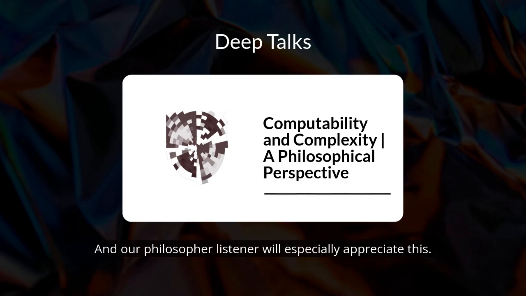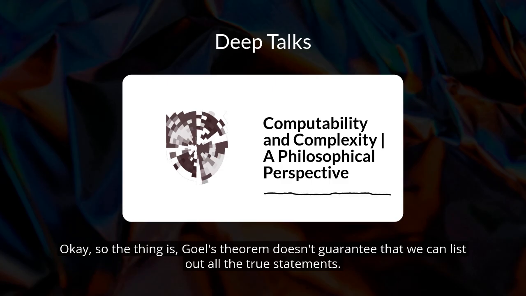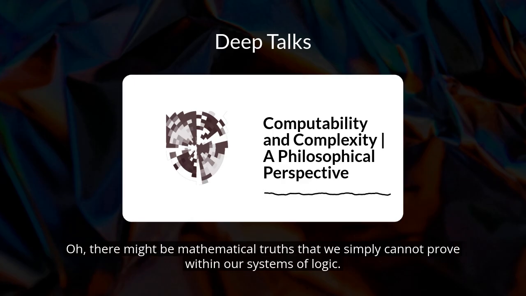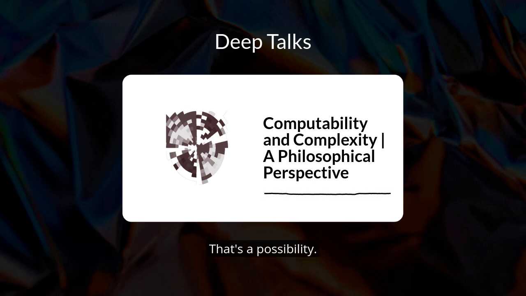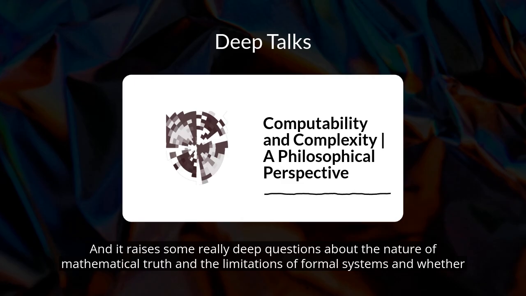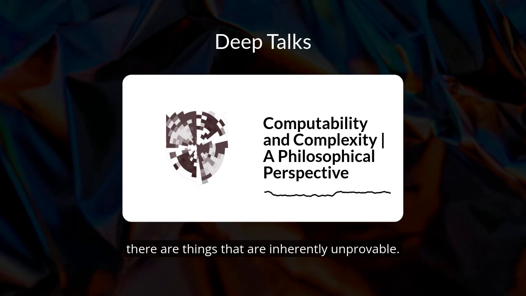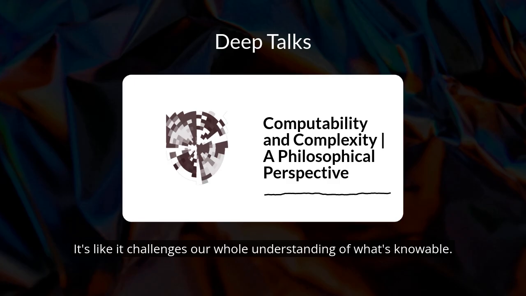There is a but, and our philosopher listener will especially appreciate this. Gödel's theorem doesn't guarantee that we can list out all the true statements. Uh-oh. There might be mathematical truths that we simply cannot prove within our systems of logic. Wait, are you saying there might be truths out there that will always be beyond our reach? Like forever? That's a possibility, and it raises some really deep questions about the nature of mathematical truth, and the limitations of formal systems, and whether there are things that are inherently unprovable. It challenges our whole understanding of what's knowable.